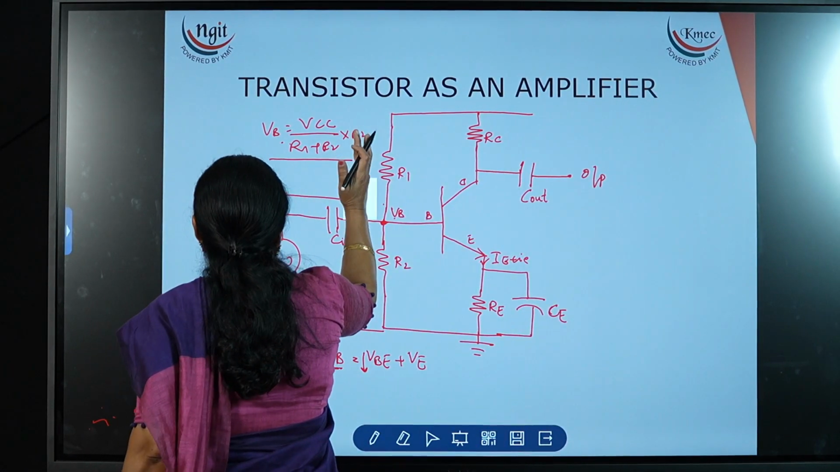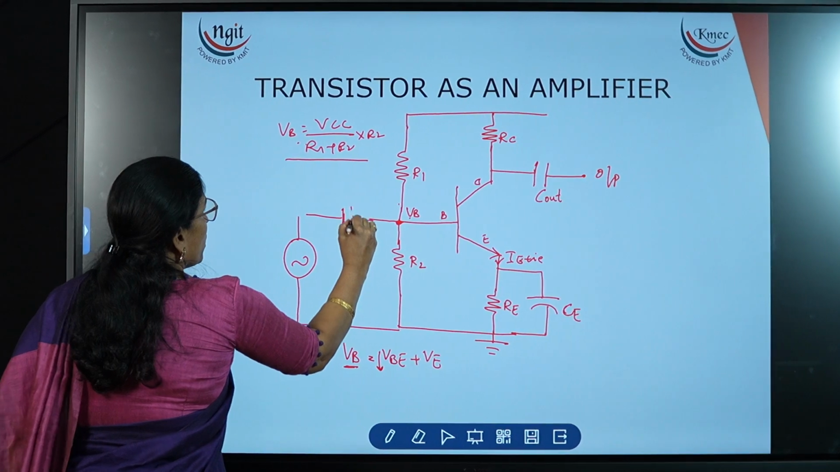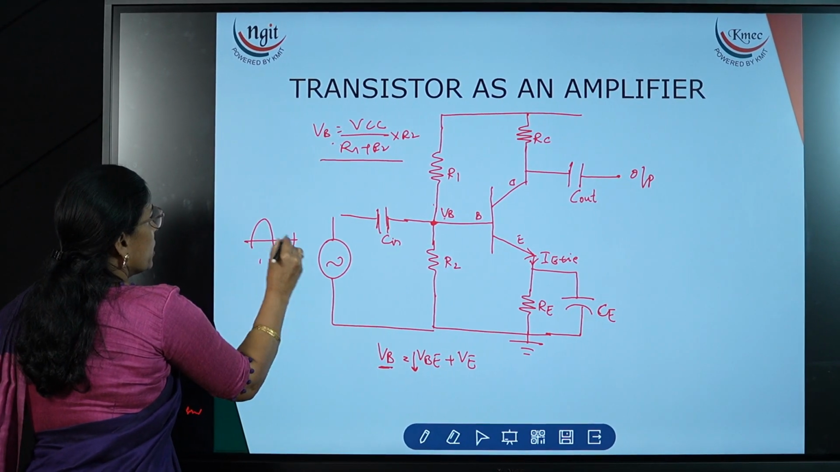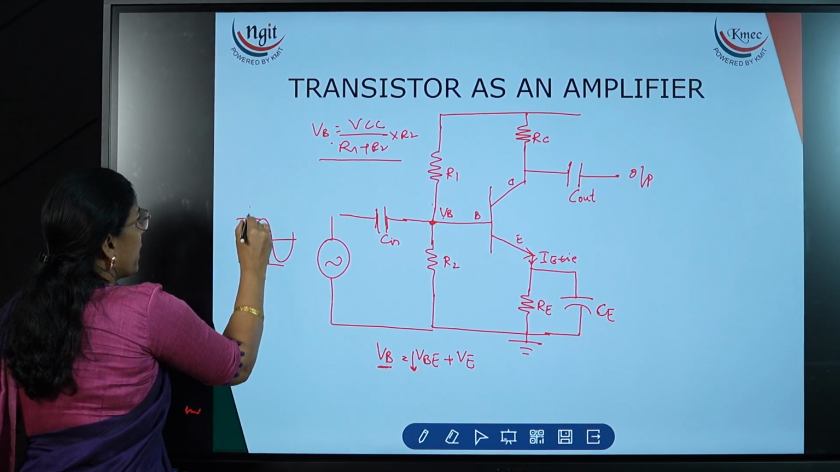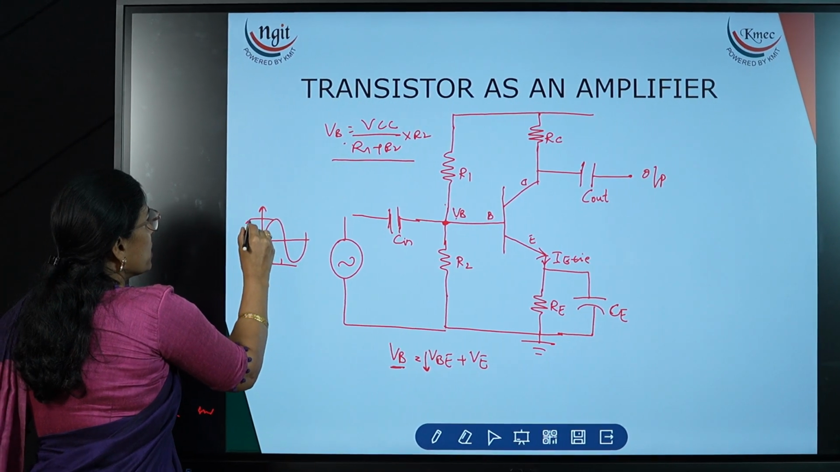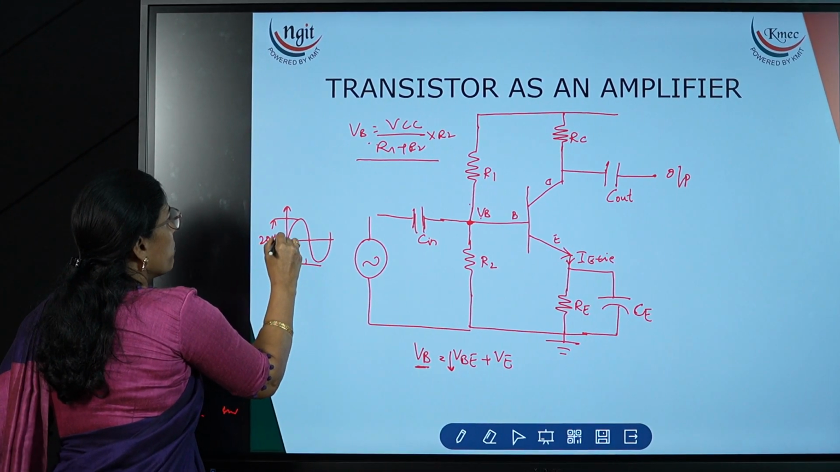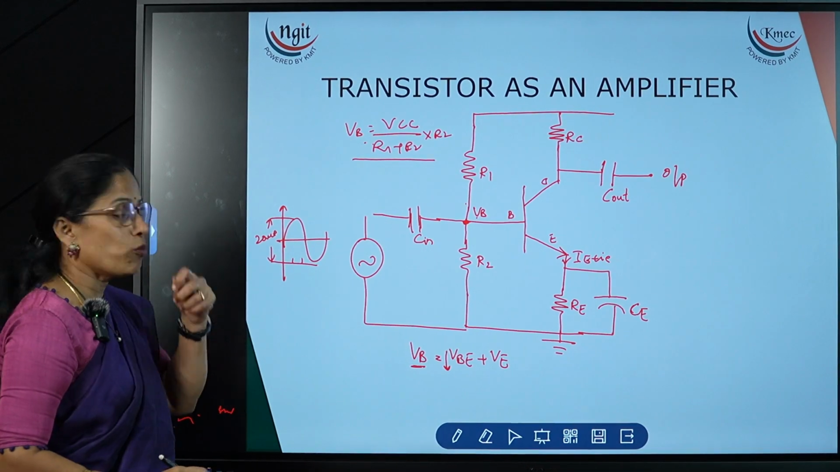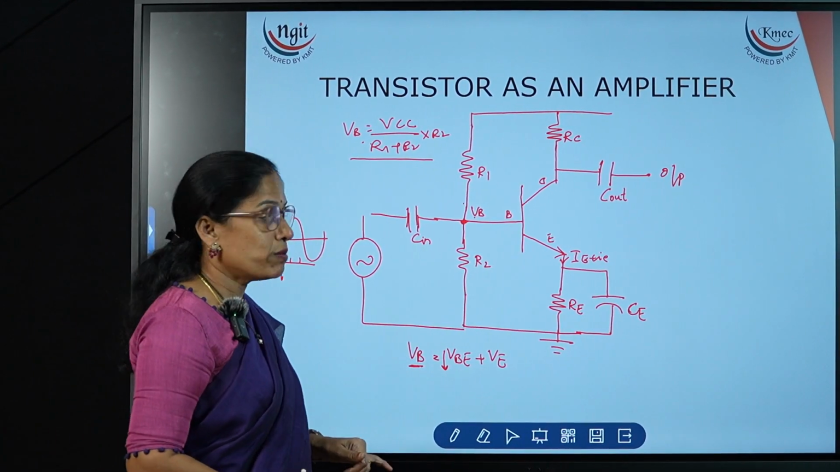Now on the input side, if I applied some voltage, that is 20 volts, or otherwise if I take this as an IB current, so this is 20 microamp. This is a 20 microamp. Positive peak is 10 and the negative peak is minus 10.